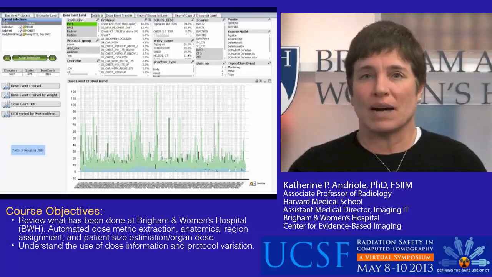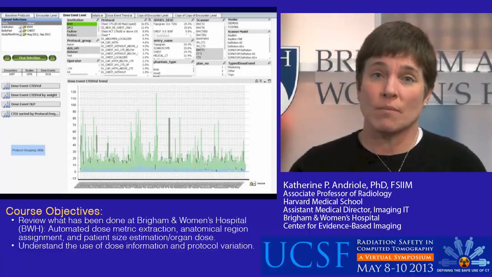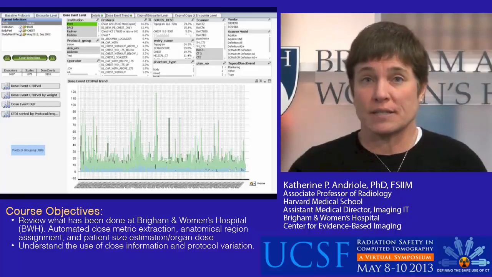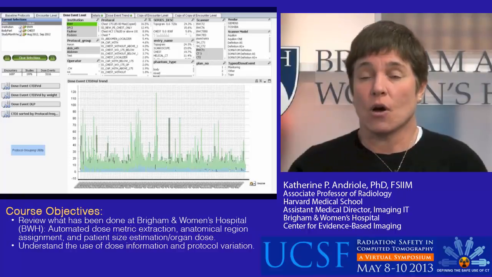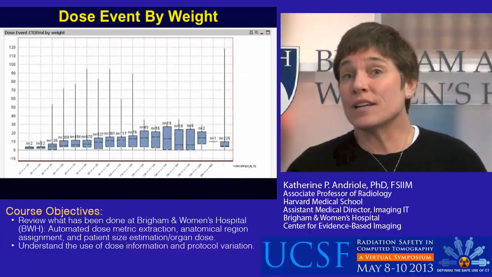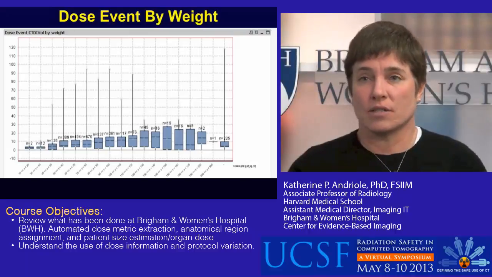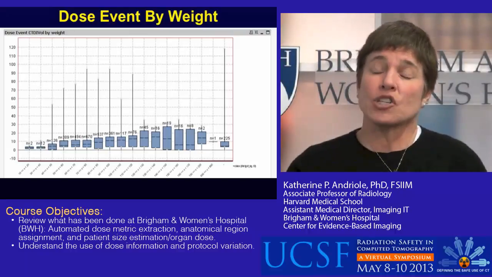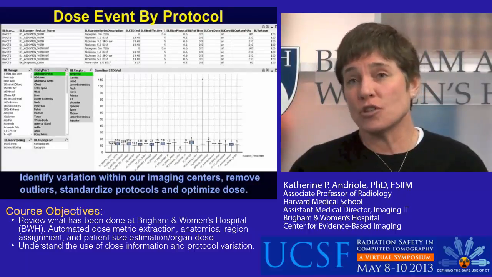We can sort by a variety of things. I'm looking at 2 months here instead of across 1 month for CT chest at one institution, and you can see there's some variation over time as well. We can sort by weight, dose event by weight, which gives us some interesting information. And in particular, I think very interesting information where we have dose event by protocol.